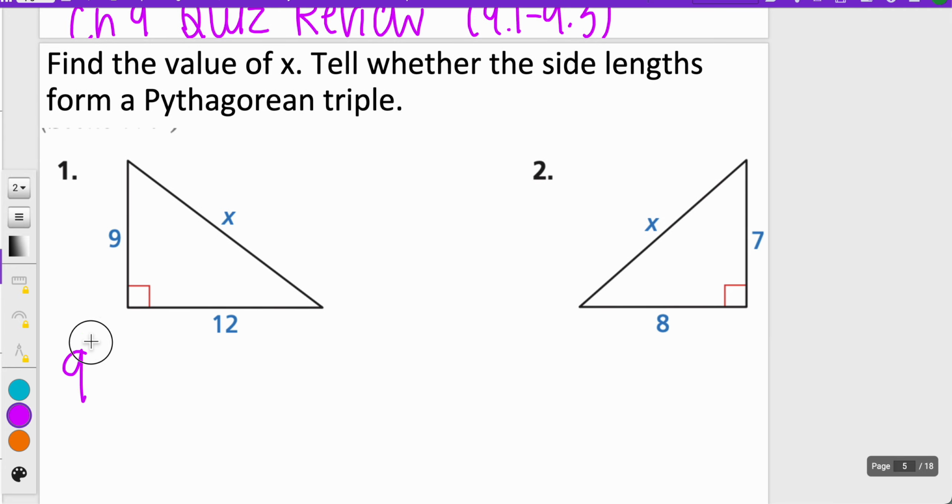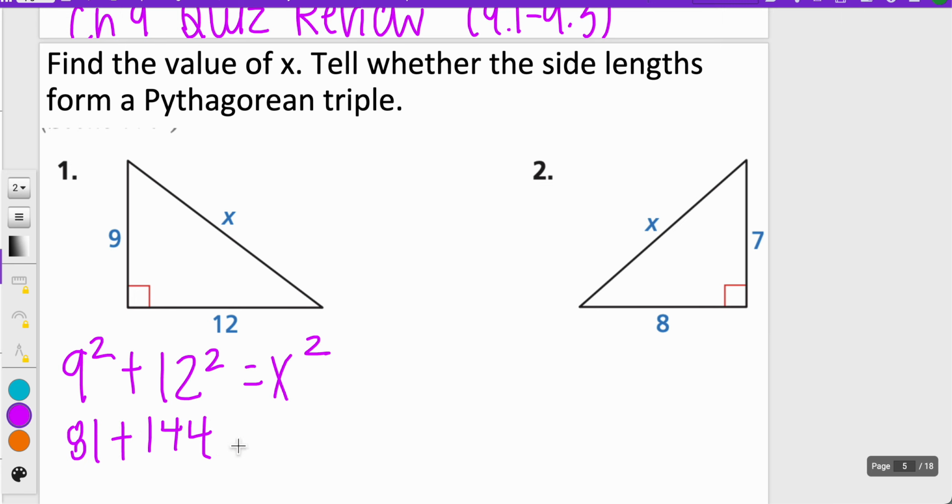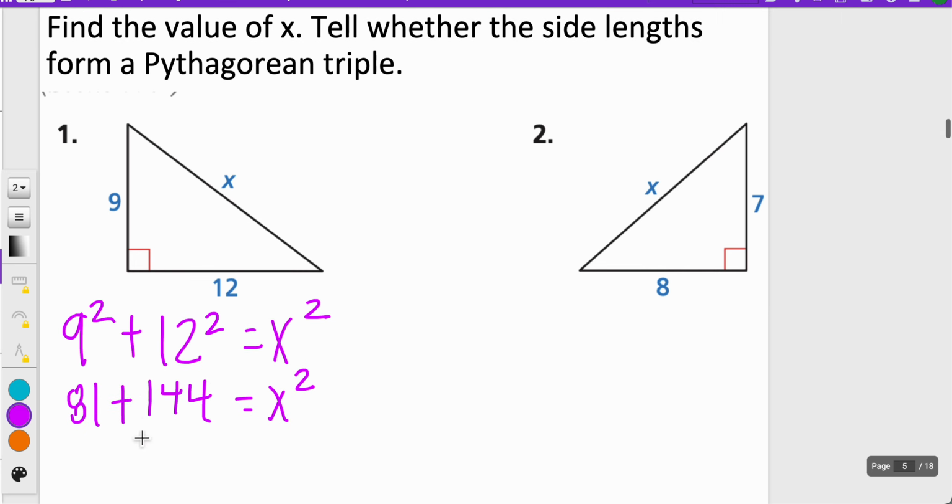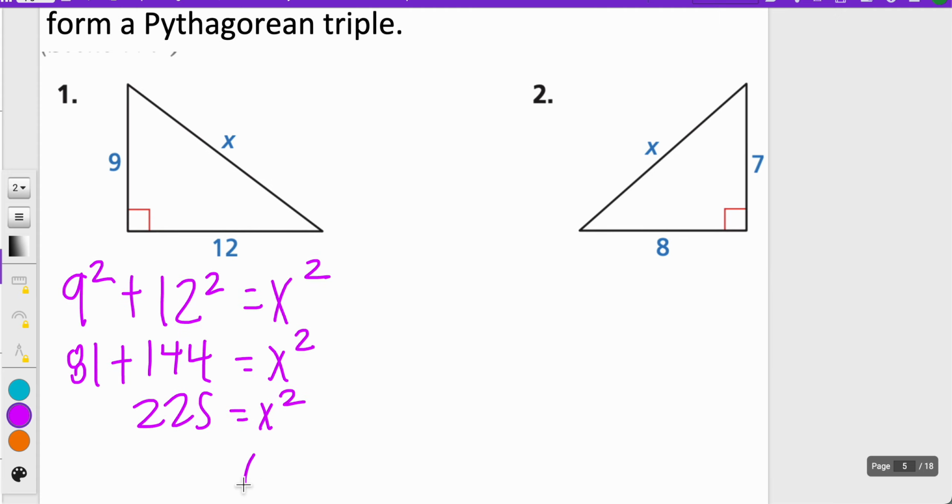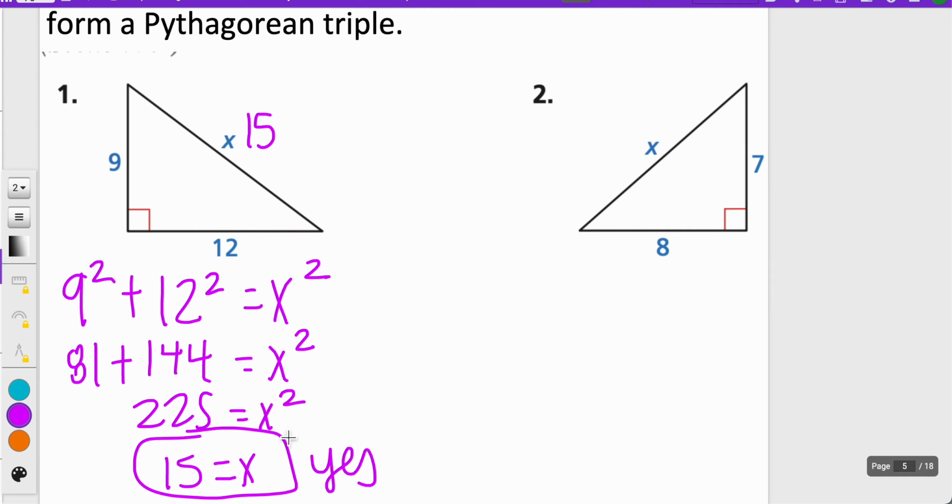So we would just take our a squared plus b squared and see what it equals to c squared. So that's 81 plus 144 equals x squared, which would give us 225 equals x squared. So x is equal to 15. And if you notice, 9, 12, and 15 are a triple because they would reduce to 3, 4, and 5. So we would also say, yes, it's a triple.